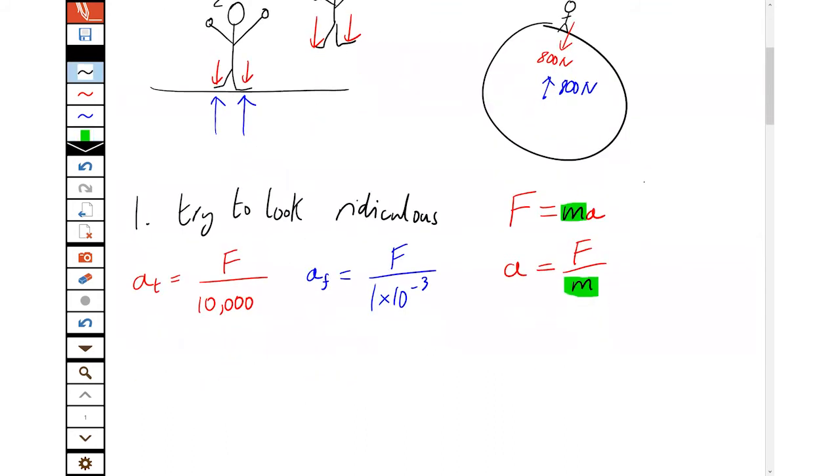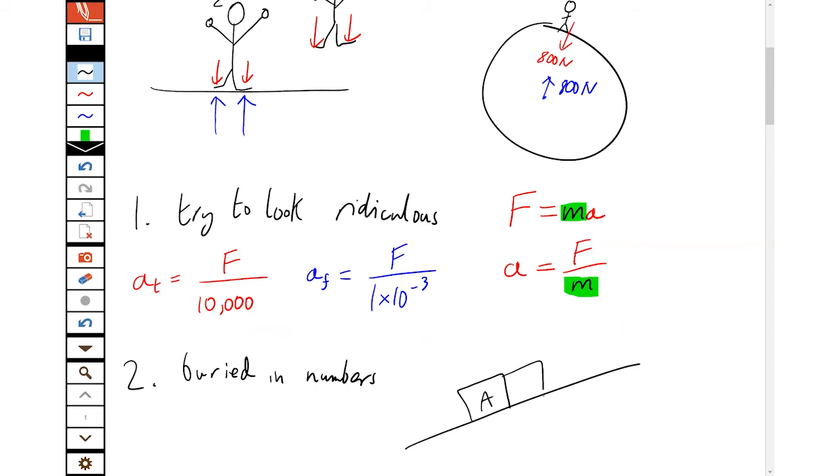The second way the third law problem can turn up nicely is buried in numbers. And what do I mean by that? Well, you can get something like you've got block A and block B, and the force of A on B is 10 newtons. And you're told A is 15 kilograms and B is 7 kilograms, and they're moving up the slope together at 7 meters per second, and the slope is at 10 degrees, and there's friction, and there's all sorts of other stuff going on. And you're asked, what is the force of B on A?